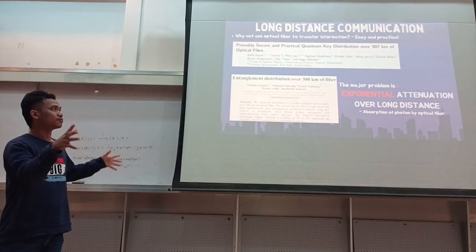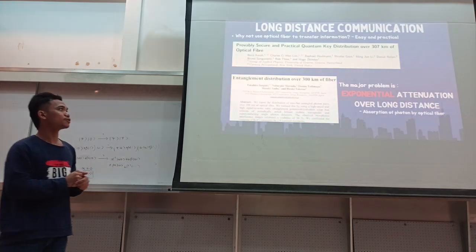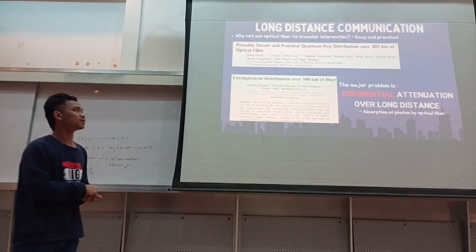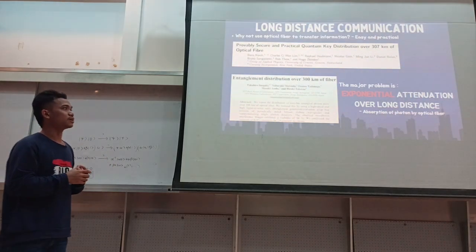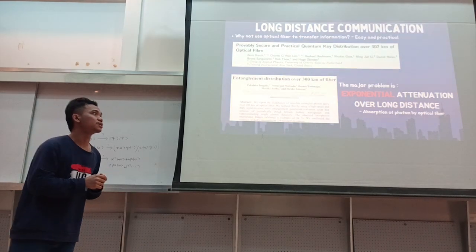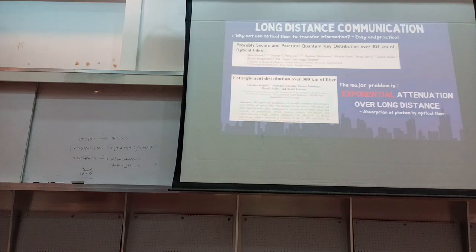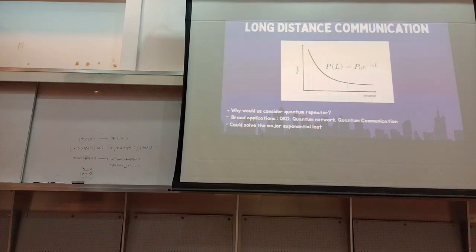But what if we want to extend to 1000 or 2000? And of course, remember our major problem is for the optical fiber, there is exponential attenuation or loss of signal over long distance. So we need to find a way to distribute the quantum key and also the entanglement over 300 kilometers, maybe more than that. So this is our major problem. This is the graph of power versus distance. We have learned this during our photonics class, I guess. So why should we bother to use quantum repeaters? Basically, this could solve the major problem of the exponential loss.